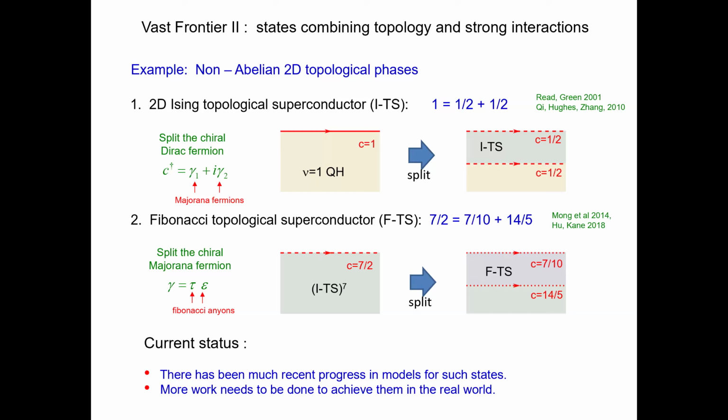If you have a superconductor, I told you that a superconductor kind of splits a Dirac fermion into two Majorana fermions. And so if you have a two-dimensional topological superconductor, then that splits the chiral edge state, which I will say has C = 1, into two chiral Majorana edge states, which each have C = 1/2. Now this is actually not a completely stupid idea. This is something which I feel like should work in the real world.